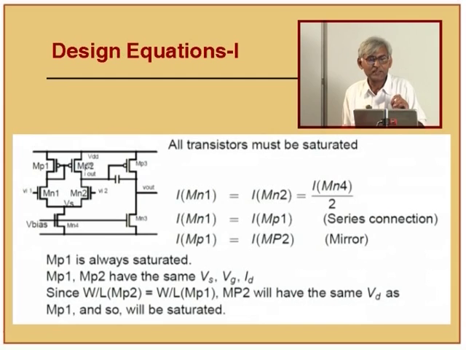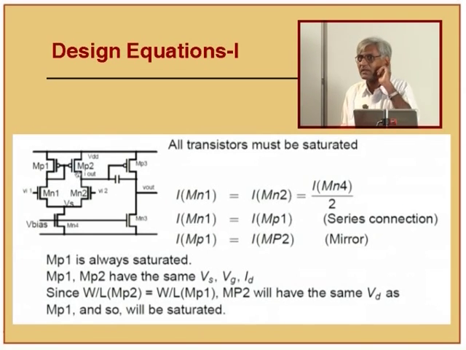So, what are we saying? Just to go quickly over it again, this transistor is always saturated, argument number one. Argument number two, these two transistors have the same source voltage, the same gate voltage, and the same current. Therefore, the drain voltages must be the same. Therefore, this voltage is the same as this voltage. Okay? Therefore, this is also saturated. So, even though there is no short here, there is a virtual short between these two.